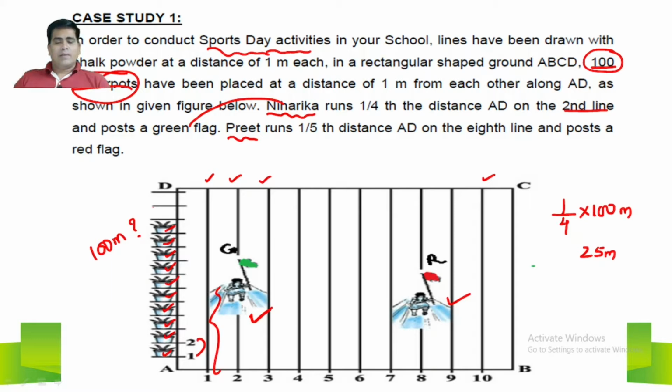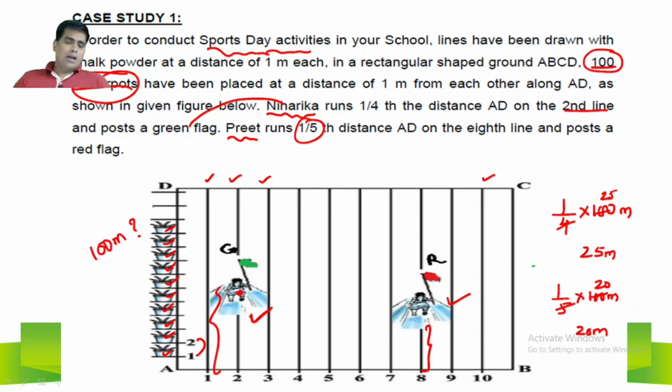Come to Preet. Preet has covered 1/5 of the total distance. So 1/5 of 100 meters. Here it is clearly 20 meters. You can cut it: 4 ones are 4, 5 ones are 5, 20. So Preet is covering 20 meters distance in the 8th lane. Niharika is covering 25 meters in the second lane.